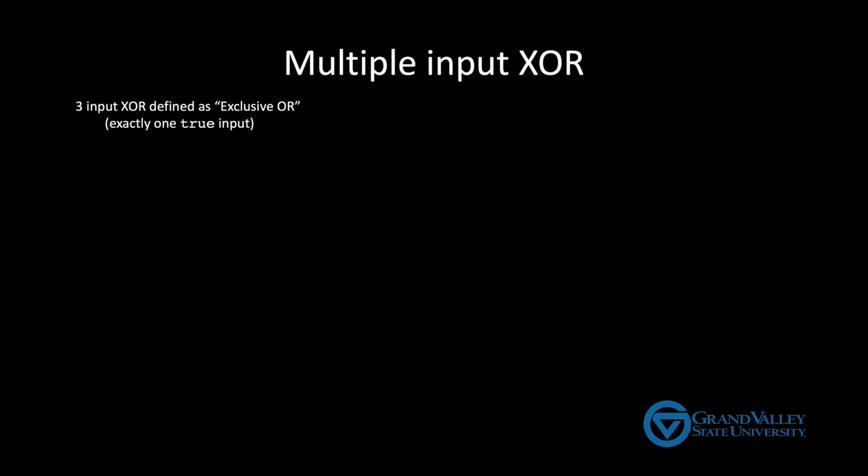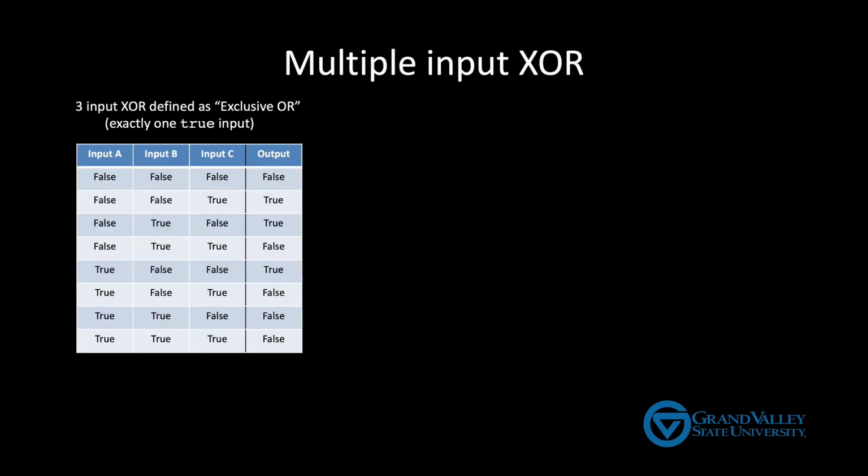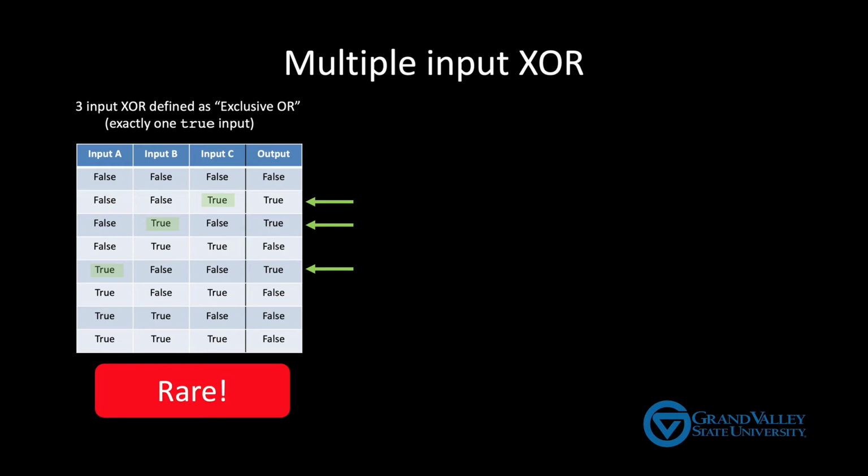Now, if you were to try to extrapolate the meaning of exclusive OR in the sense of the coffee or tea OR, where you're only expected to choose one, you might expect this type of truth table here, which is only true when exactly one of the inputs is true. But it turns out that this definition of a 3 or more input XOR gate is fairly rare.